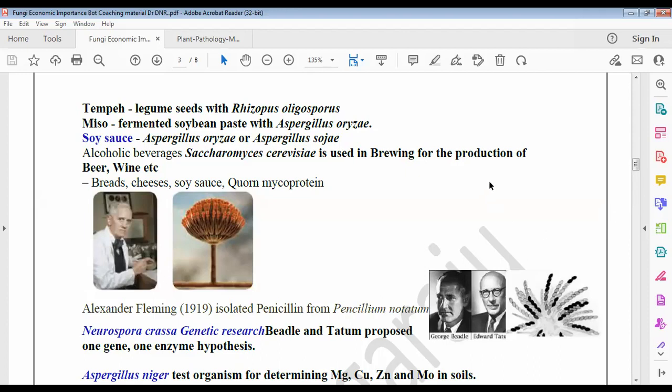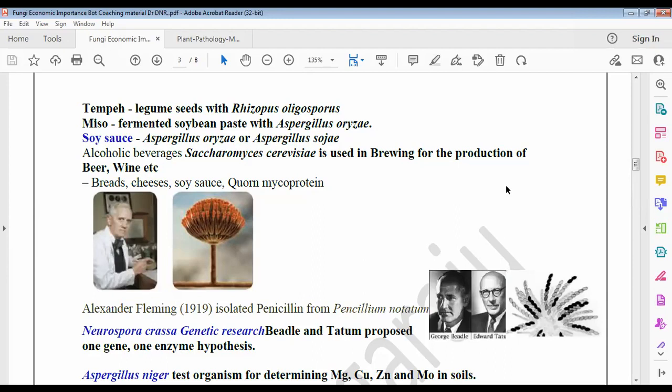Okay, beer, brandy, whiskey, wine are fermentation products. You know the beer and brandy are prepared from barley, and whiskey and wine are prepared from grapes. Okay, you know bread, cheese, soya sauce, wine. These all are mycoproteins, which are all fermented products.